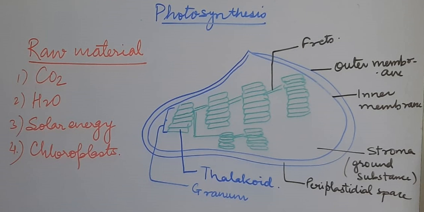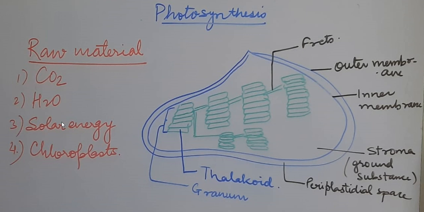Autotroph: auto means self, troph means nourish, so those organisms which can nourish themselves are called autotrophs. Green plants are called autotrophic plants. So how do we define photosynthesis? Photosynthesis is a physiological process by which green plants, in the presence of sunlight, solar energy, and chlorophyll, which is present in the chloroplast, prepare food in the form of carbohydrates by using carbon dioxide and water. You can see that these are the raw materials required for photosynthesis.